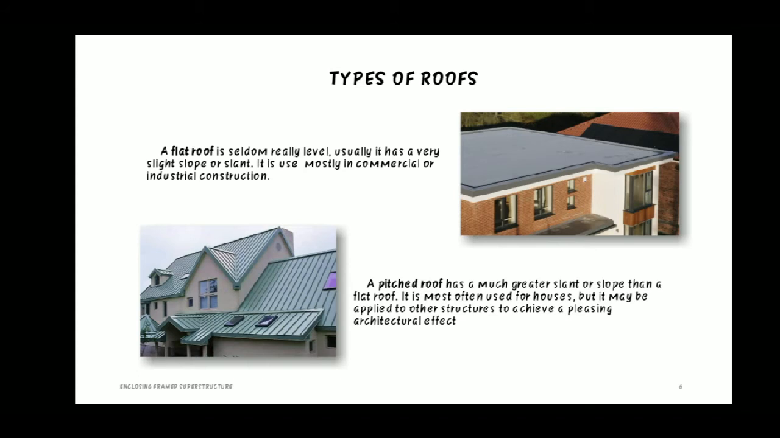Types of roofs. A flat roof is seldom really level. Usually, it has a very slight slope or slant. It is used mostly in commercial or industrial construction. Nakikita naman natin yan. Bihira lang nga ginagamit. A pitch roof has a much greater slant or slope than a flat roof. It is most often used for houses, but it may be applied to other structures to achieve pleasing structural effect. Yan, mostly nagamit. Yan yung nakikita natin yung pitch roof.